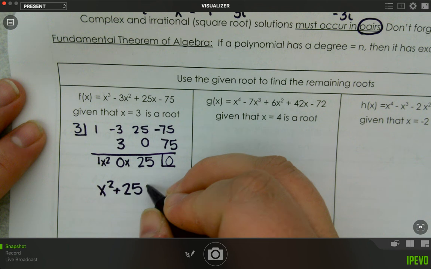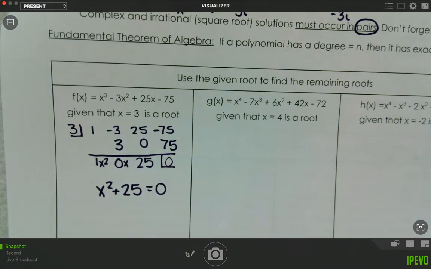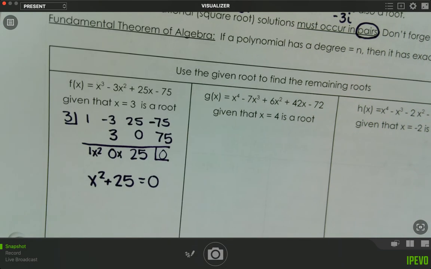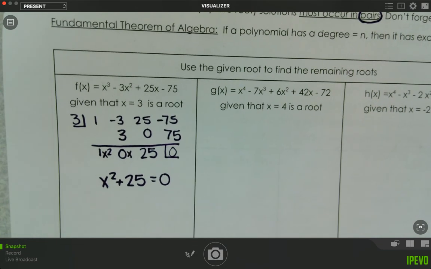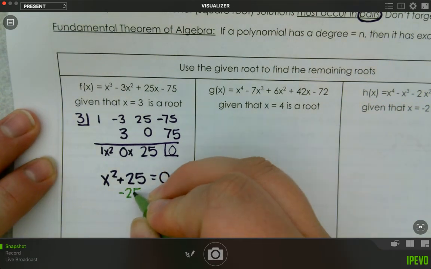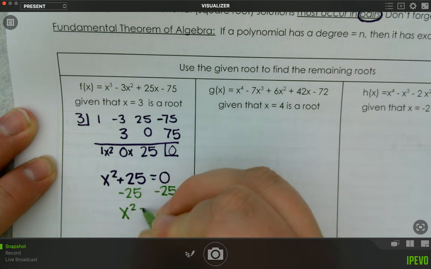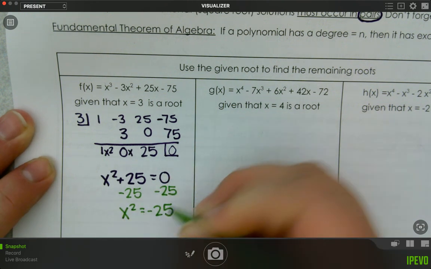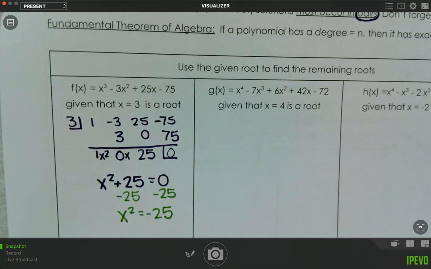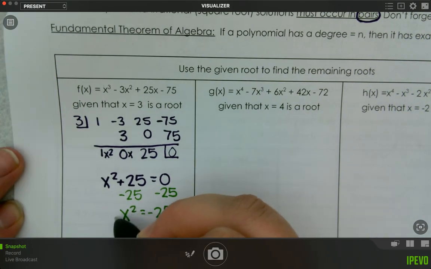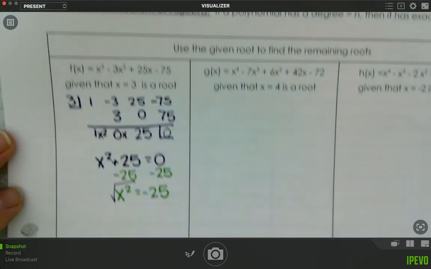And we're going to want to set this equal to 0. Now, I can't factor this because there's nothing that multiplies to 25 and adds to 0 in the middle. So what I'm going to do instead is solve it with the square root. I'm going to minus this 25 to the other side first, and that leaves me with x squared equals negative 25. Then I need to take the square root on both sides, because the way to get rid of a power of 2 is to take the square root.